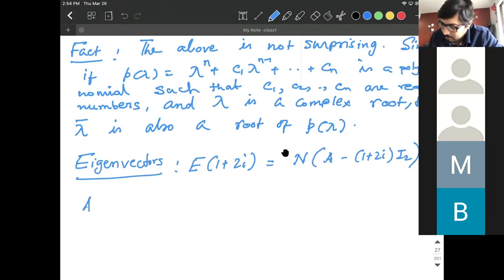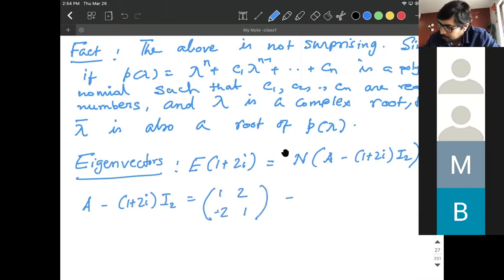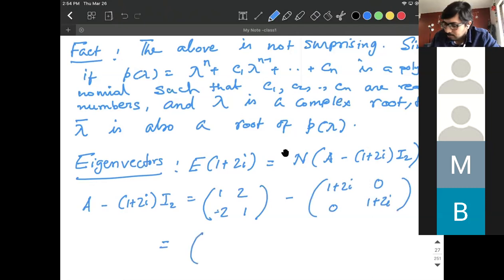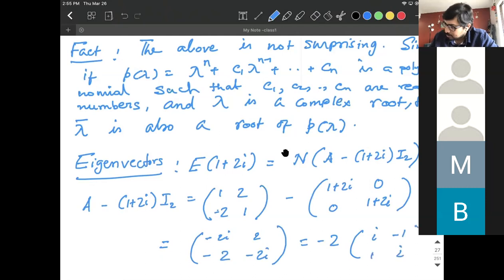So you have A minus (1 plus 2i) times I2. Let's do this in detail: 1, 2, minus 2, 1, minus now (1 plus 2i), then 0, 0, and 1 plus 2i. So this is minus 2i, 2, minus 2, and minus 2i, which you can take the 2 out. So minus 2 times (i, minus 1, 1, and i). So everybody with me up to this point?